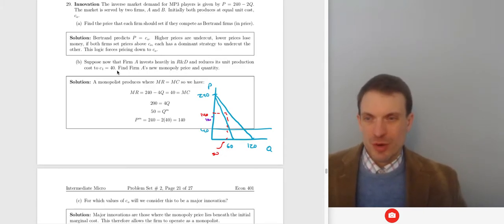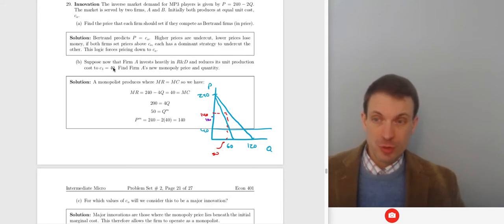Suppose now one has lowered the cost to 40. Now we don't know what they started at, but we know that they lowered cost down to 40. Let's find the new monopoly price and quantity. Well, to find the monopoly price, we need to get marginal revenue. So we're going to begin with the demand curve. Marginal revenue has the same vertical intercept and twice the slope. So marginal revenue is 240 minus 4Q.